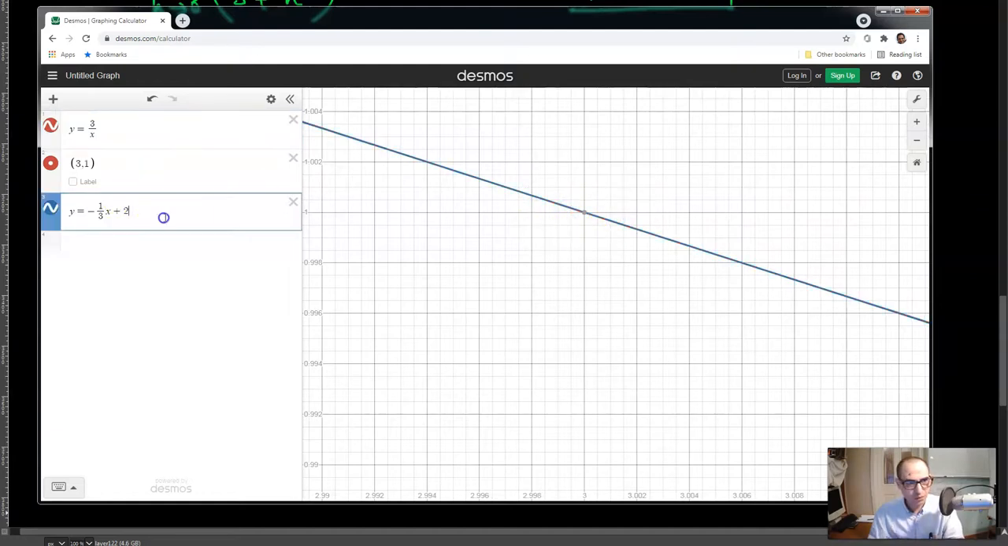So this is the tangent line. This is the graph of the function. Absolutely, completely essentially the same thing, right? So that's what this essentially means.